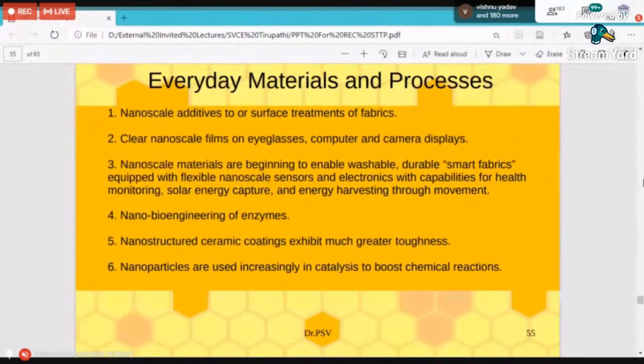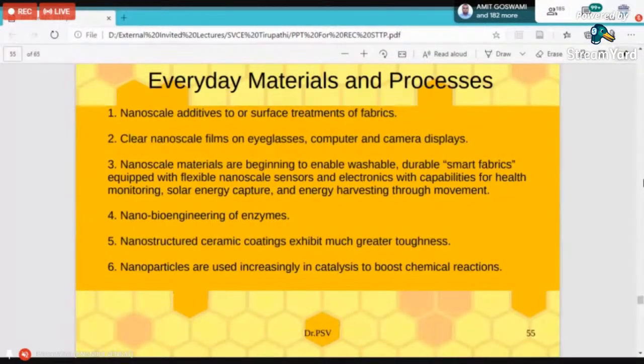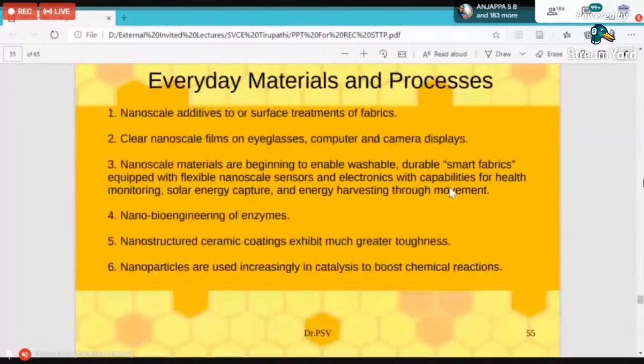Nanoparticles are increasingly used in catalysis to boost chemical reactions. So there are chemical additives, chemical catalysts, chemical accelerators, which can be used in order to boost up the chemical reaction. So that is the application. That is the day-to-day, every material and process, every day.